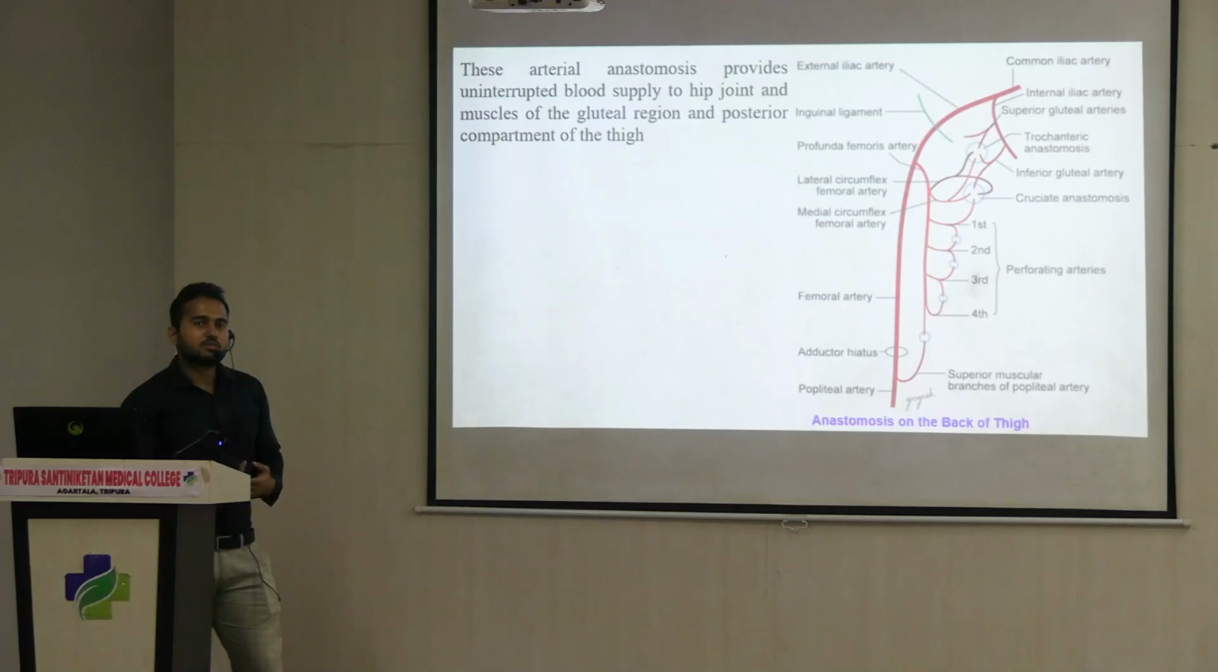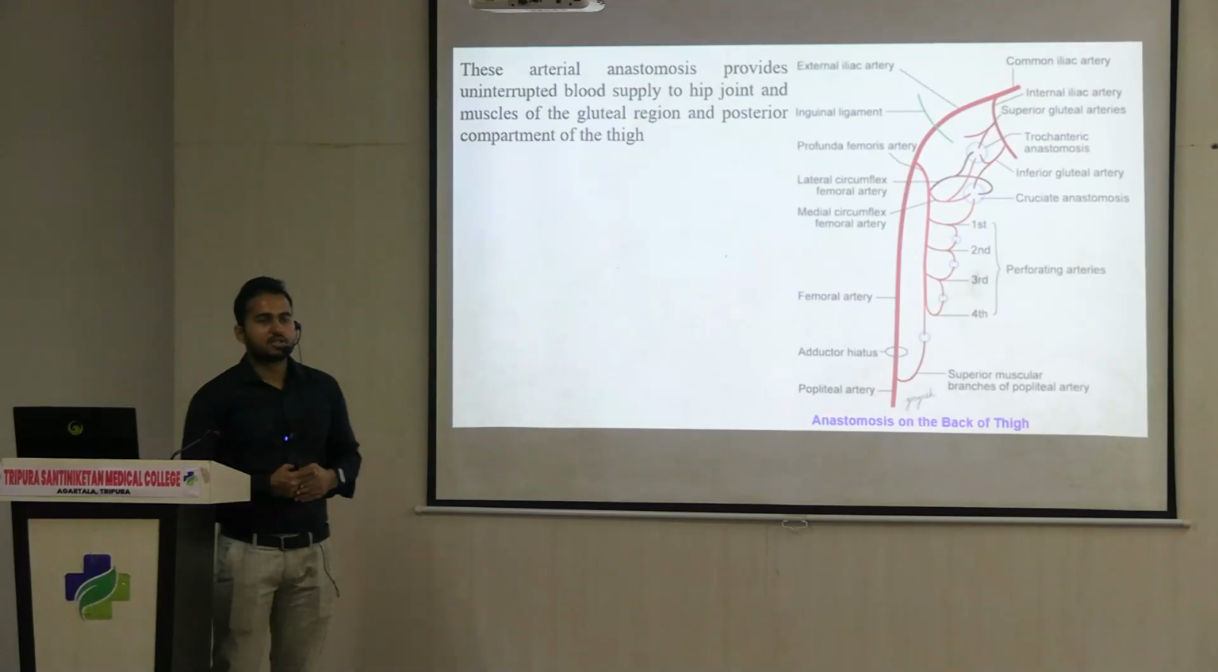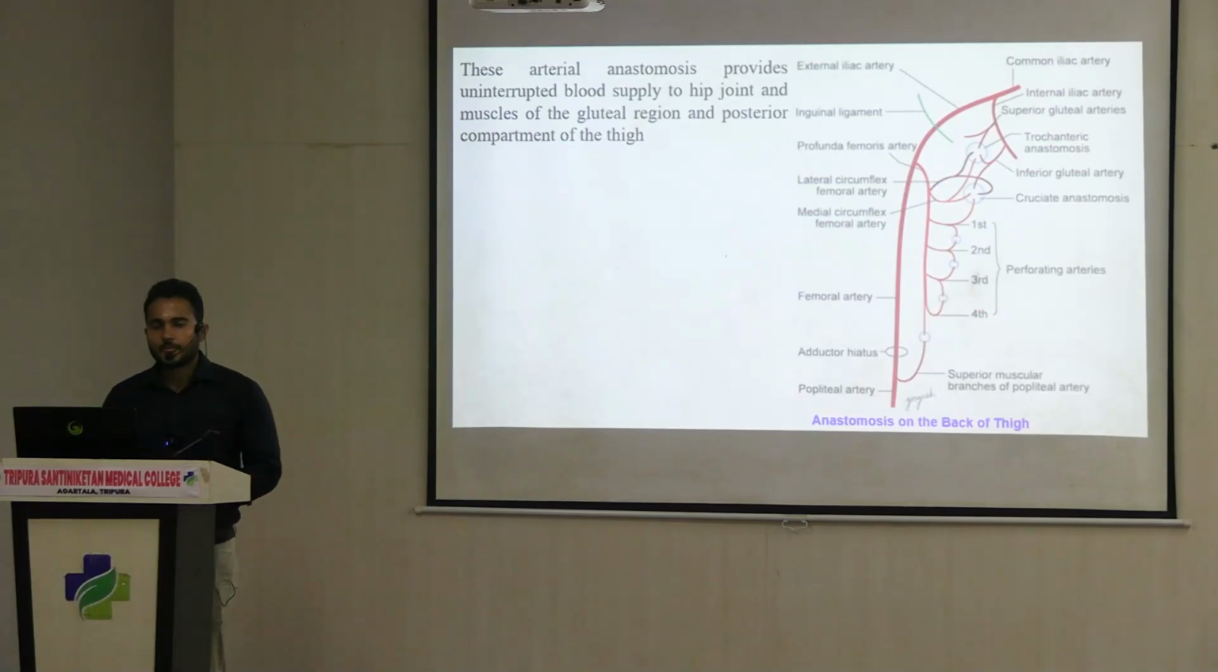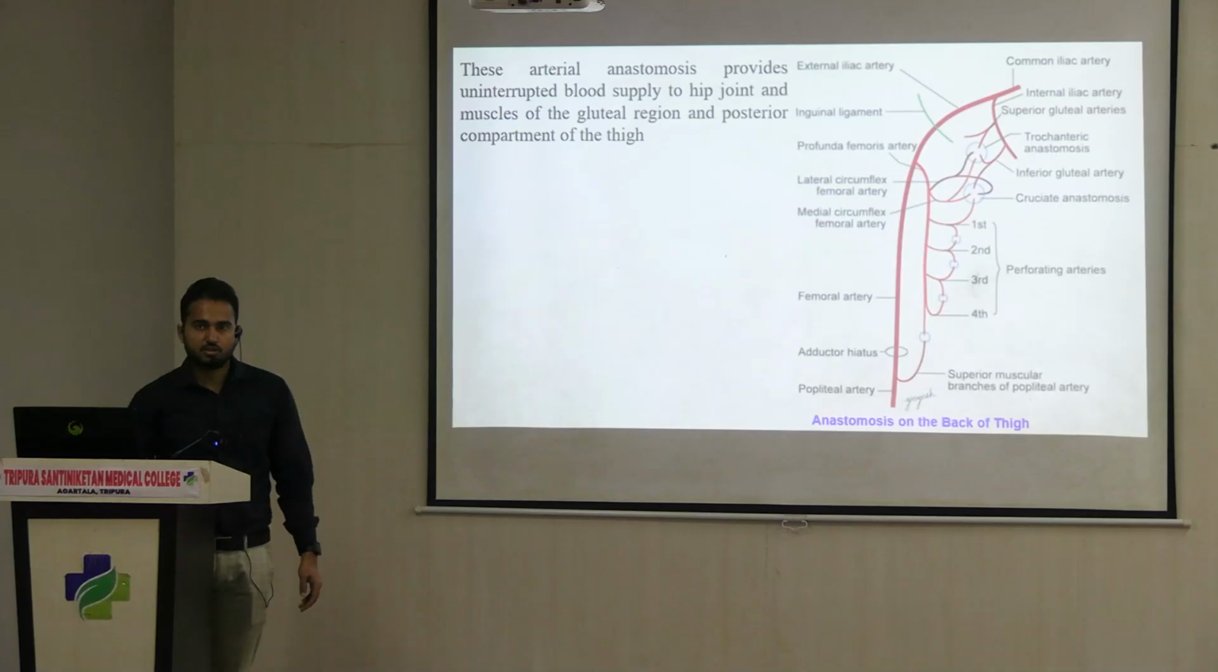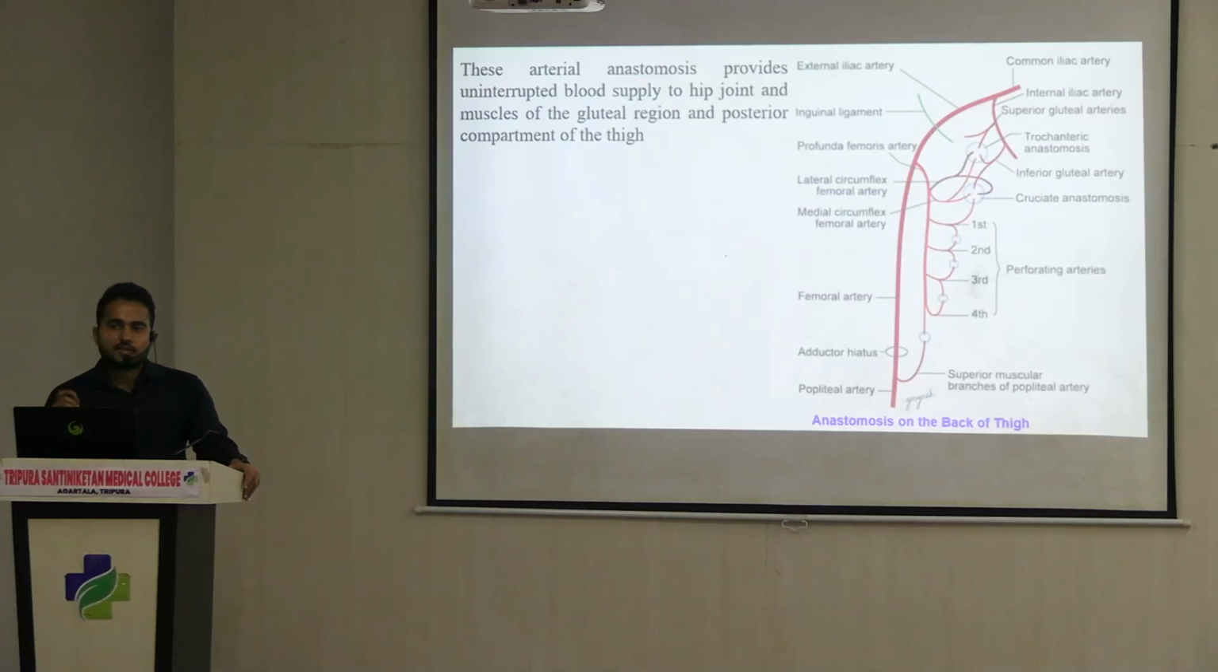From those anastomotic channels the blood vessels will arise and supply the various structures in the posterior compartment of the thigh. As you can see, this arterial anastomosis provides uninterrupted blood supply to the hip joint, the muscles of the gluteal region and the posterior compartment of the thigh. Two of these anastomotic channels we have already discussed. Only this one we have not discussed. All the perforating branches and the superior muscular branch of the popliteal artery form the anastomotic channel. So these are the blood vessels present in the posterior compartment of the thigh.